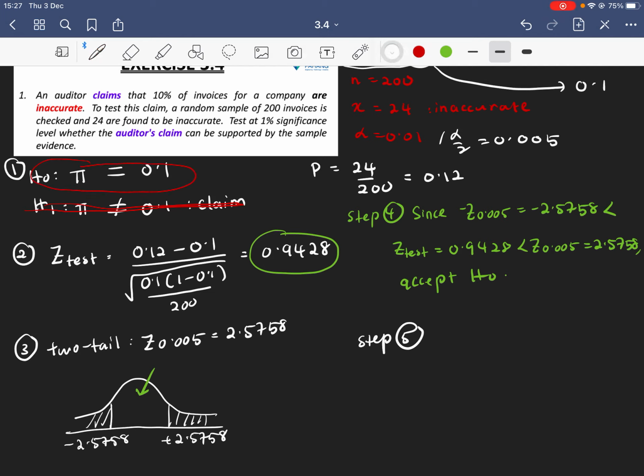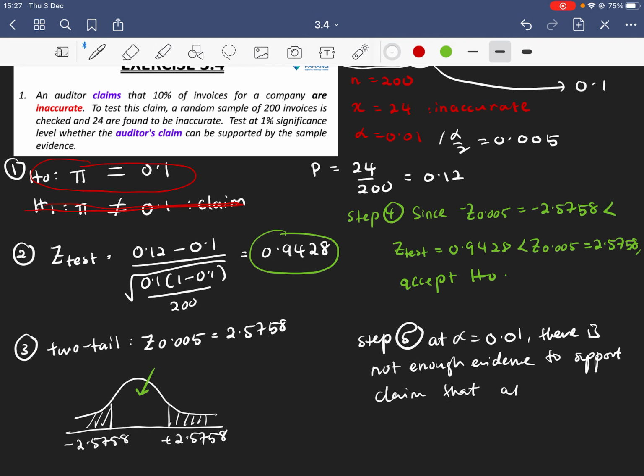No. So at alpha 0.01, there is not enough evidence to support the claim that 10% of invoices are inaccurate. So actually they are accurate. That's it.